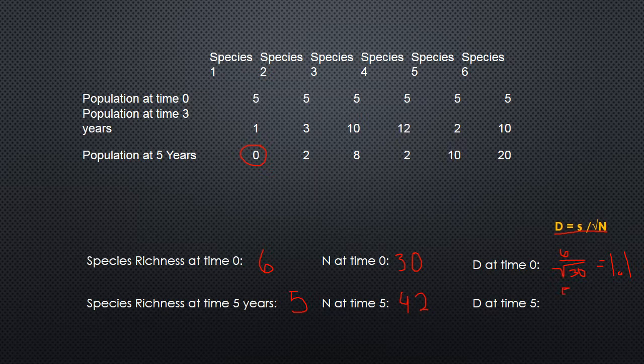And then we're going to plug that into our formula. We're going to have 5 divided by the square root of 42. And let me put that into my handy dandy calculator. We're going to say 5 divided by the square root of 42. And that is equal to 0.77.